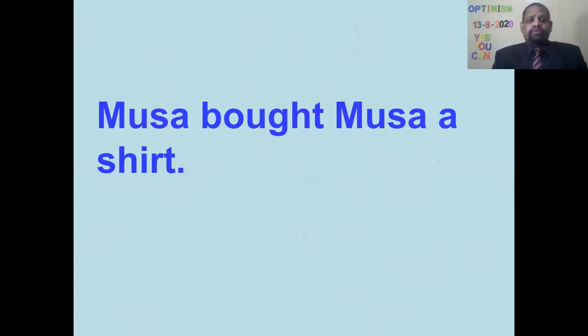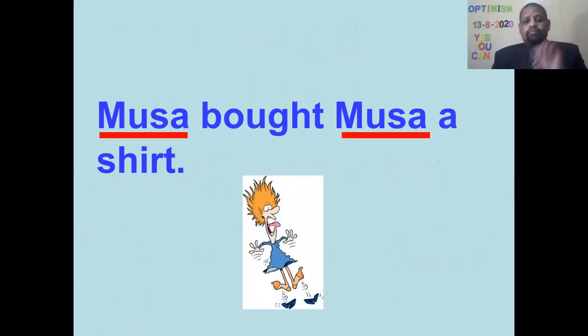Just read this example. Musa bought Musa a shirt. Don't tell me, yes, I know how you feel. Musa bought Musa a shirt. That looks weird, huh? I know you are scared. The first Musa is the subject, and the second Musa is the object. That's why we need to use the reflexive pronoun. When the subject, listen to this carefully, when the subject and the object in the sentence are the same, we use the reflexive pronoun to reflect back.